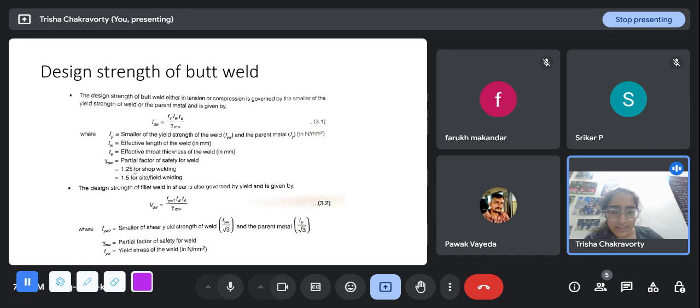Why is the partial safety factor in shop welding less? Because here we are dividing the capacity we expect by the safety factor to make it safer. So in shop welding, when it's done in the factory, we can expect that the conditions are more controlled and the efficiency of the weld will be closer to what we are expecting. So we use a lower safety factor. While in the site or field, there are a lot more fluctuations, and that is what the partial safety factor accounts for.